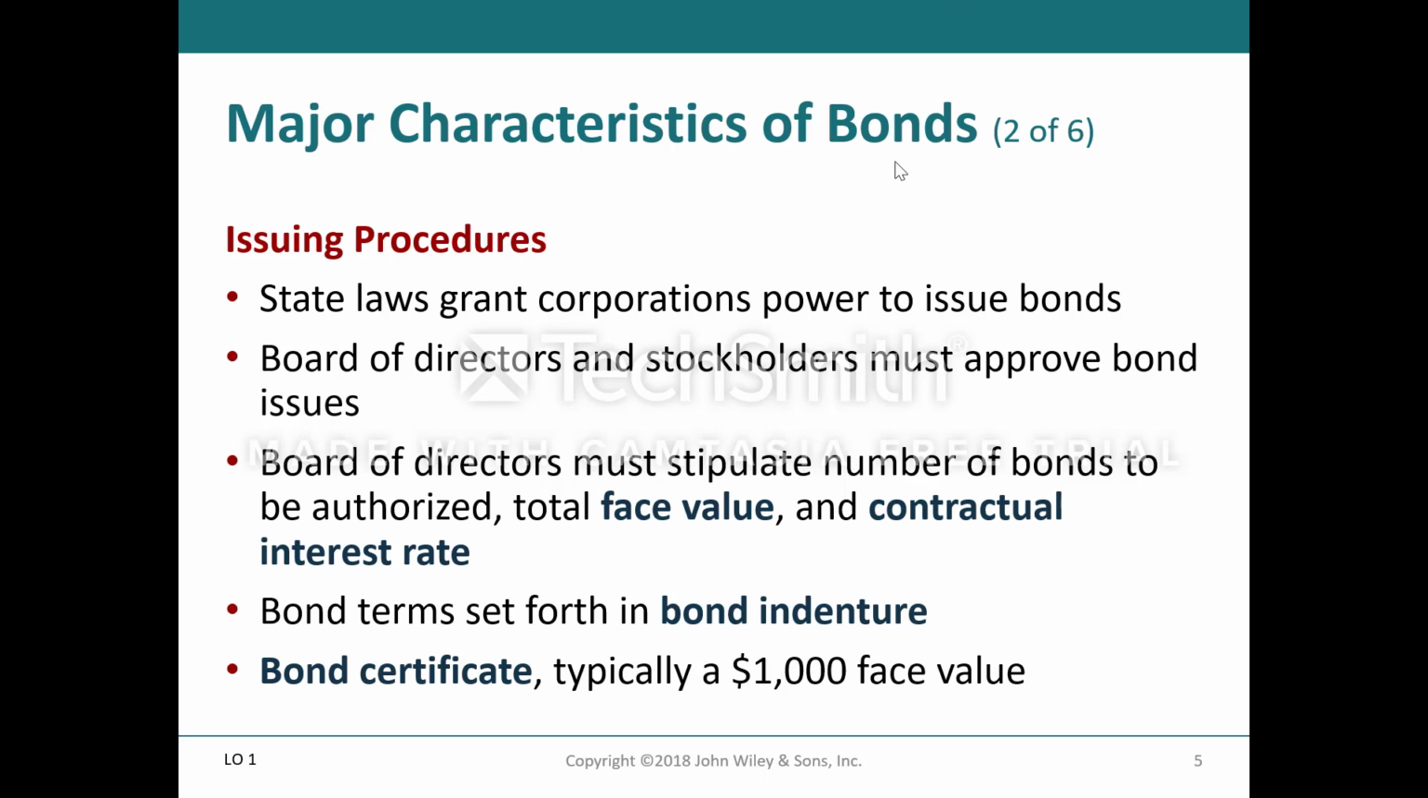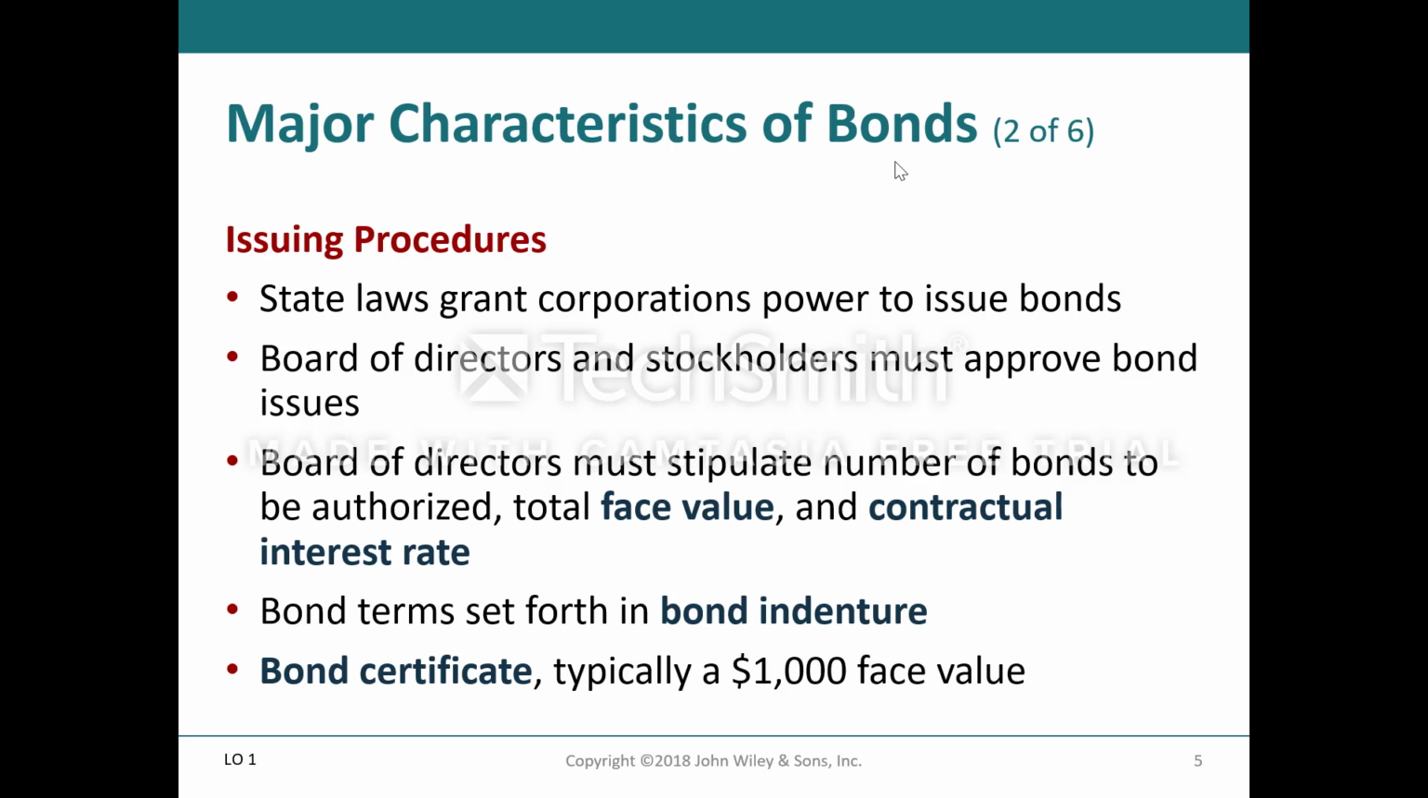Issuing procedures. State laws grant corporations power to issue bonds. The board of directors and stockholders must approve the bond issues. The board of directors must stipulate the number of bonds to be authorized, the total face value, and the contractual interest rate. Bond terms are set forth in the bond indenture. A bond certificate is typically $1,000 face value.